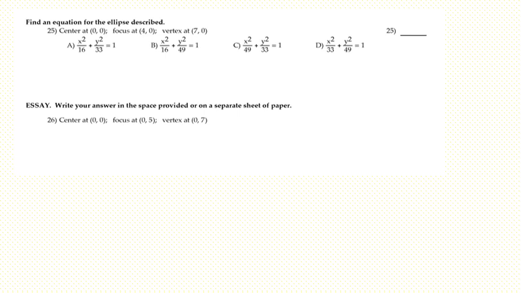Regarding question number 26, it is asking for the equation of the ellipse. And it's a very easy one, I think. Why? Because I have the center 0 and 0. Since the center is 0 and 0, you are able to write the equation of the ellipse. Because the equation of the ellipse in this case, again, is x squared over a squared plus y squared over b squared is equal to 1.